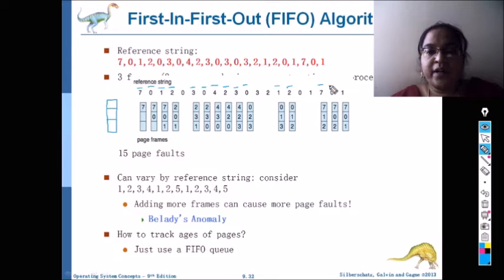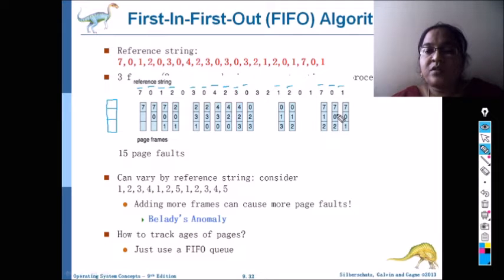For 0 again you get a page fault, because 0 is not existing here. So among 7, 1 and 2, it is 1 which has come first in the memory, so you are going to replace 1 by 0. Now again for 1 there is a page fault, because it is not there here.